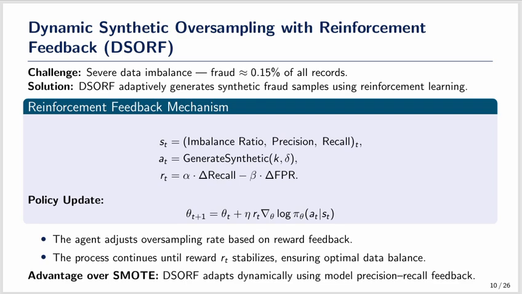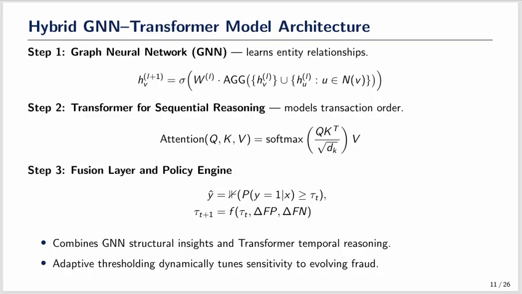The advantage of the existing method is that it can dynamically tune model precision with respect to real feedback and reward functions. The steps of the hybrid transformer model architecture come with graph neural network learning parameter relationships, and the transformer model, then the fusion layer and policy engine that combines GNN structural insights and transformer temporal reasoning, and its adaptive thresholding dynamically tunes sensitivity to evolving fraud.